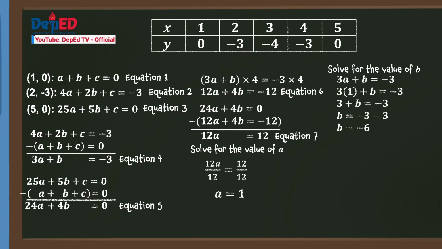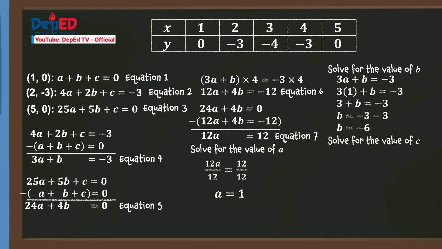By substituting the value of a, we have the equation 3 times 1 plus b equals negative 3. This means that 3 plus b is equal to negative 3, and b must be equal to negative 3 minus 3. Hence, the value of b is negative 6.